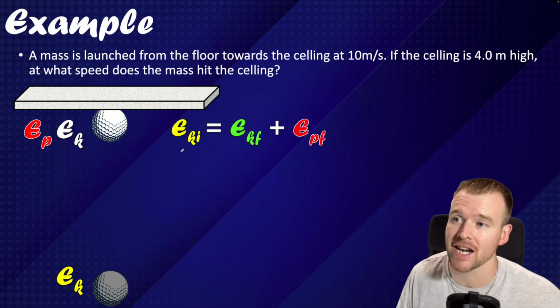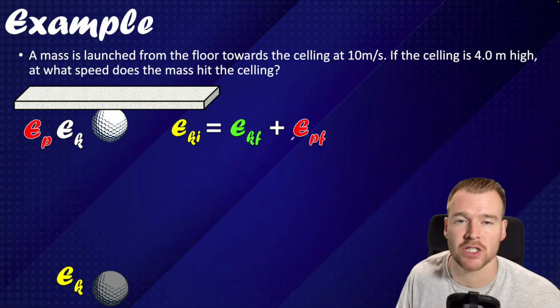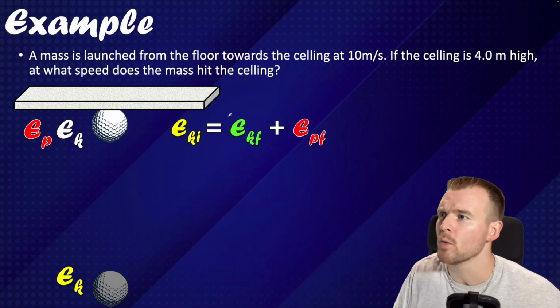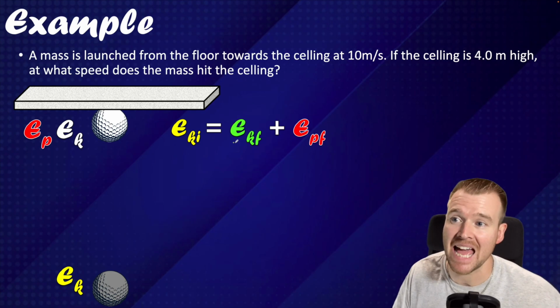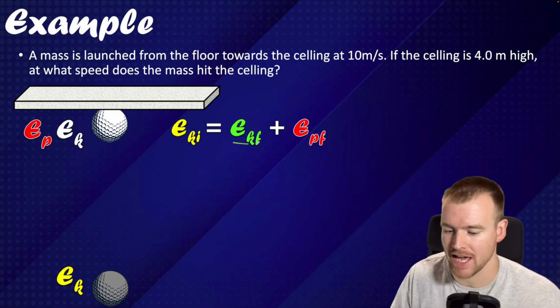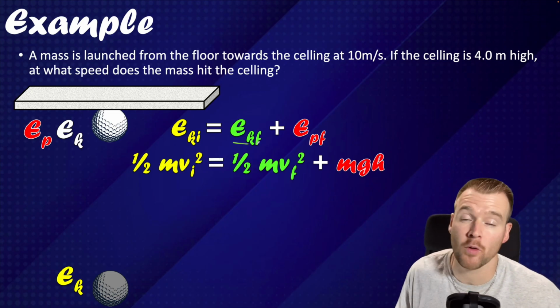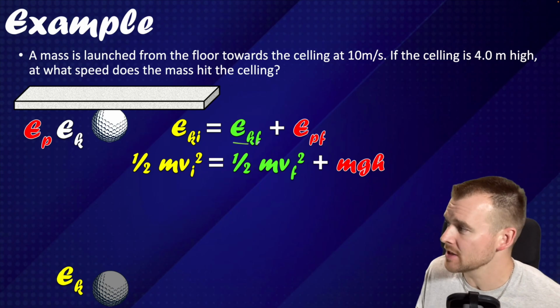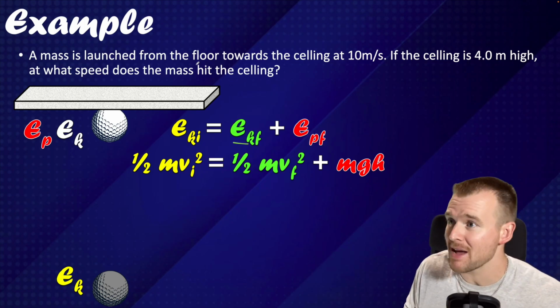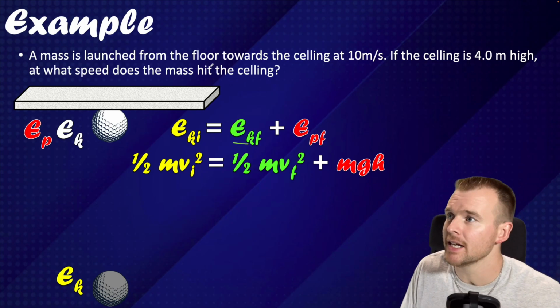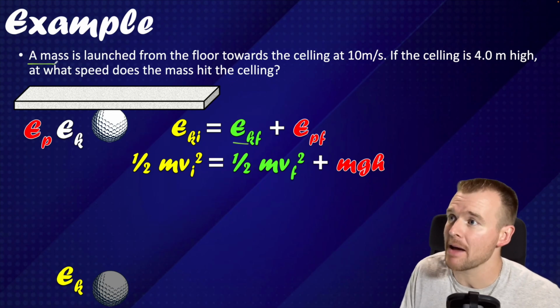So my initial kinetic energy is the same as my two final energies. We're trying to solve for the speed at the end, so I'm looking for a value in EKF here. Let's plug in our formulas, and this looks like a lot of variables to deal with. And I notice they all have mass, but they never told me the amount of mass. They just said a mass.